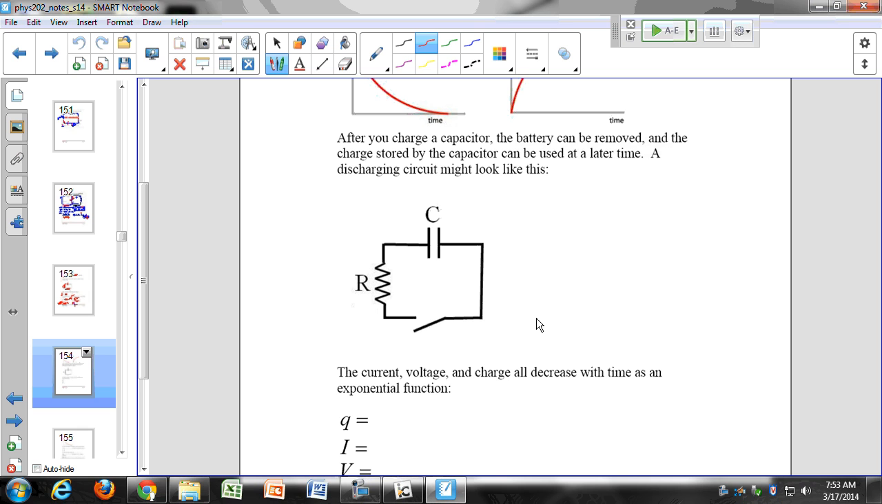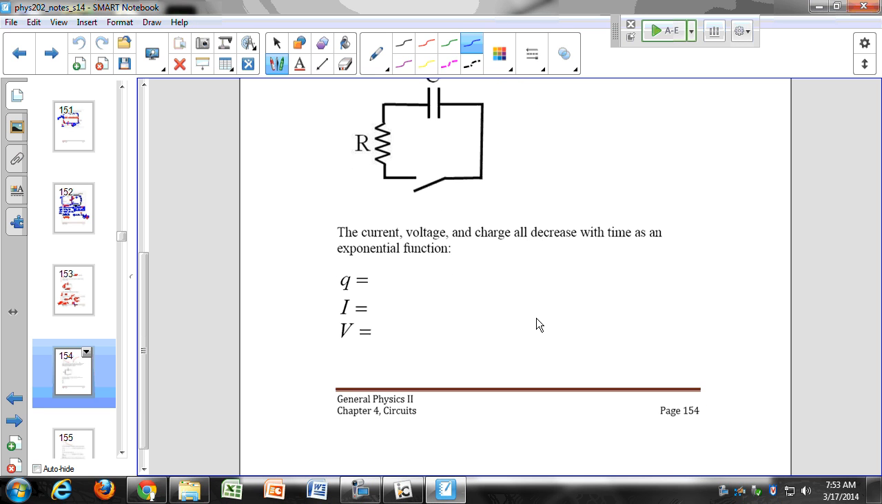Now, after you charge a capacitor, you can remove the battery, and the charge stored by the capacitor can be used at a later time, like the boost pack. You remember the boost pack? That's what he was doing. He charged the capacitor with his alternator, and then he used it later on to crank his car. So you have a capacitor, it discharges through a resistor, and they all decrease with time as an exponential function. So our charge, our current, and our voltage all have the same function. They look like this. Our charge is equal to Q times e to the minus t over RC.